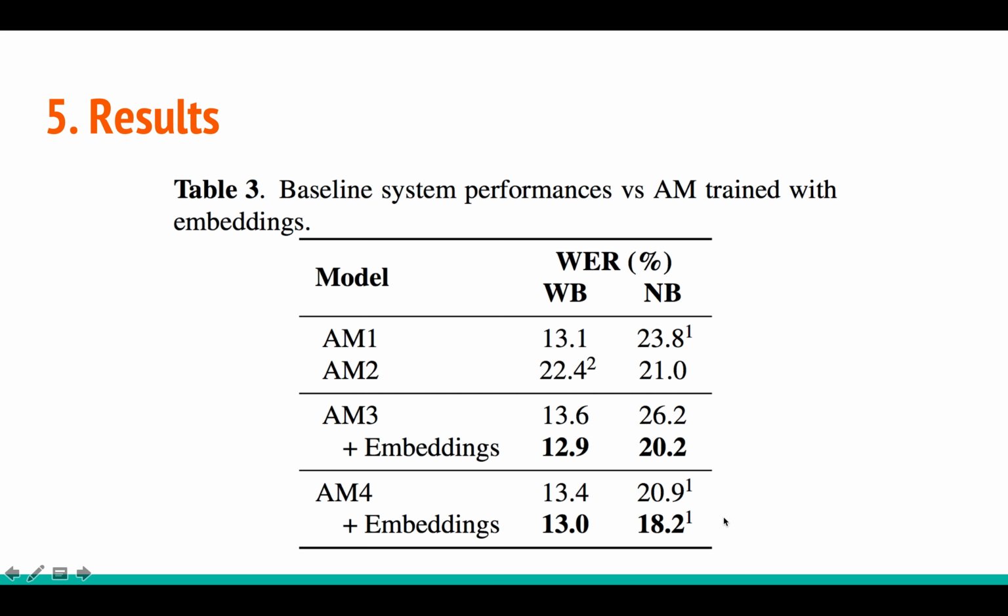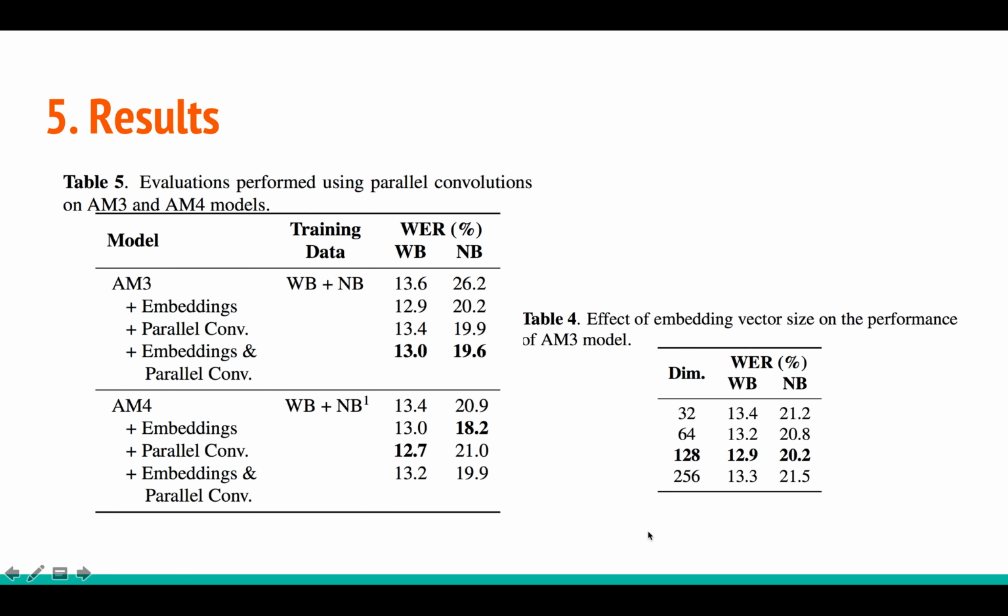Coming to the experiment where they combine the bandwidth embeddings with the acoustic model, basically the dense layer. If they just add it, they get a little bit of improvement over both, and even AM4 gets a little improvement, not that great, 2% for example. And if you add parallel convolutions to AM3 and AM4, you get the state of the art. So for example, here you get the best model. Sometimes in AM4, the embedding-only one is a little better than the parallel convolution based one.